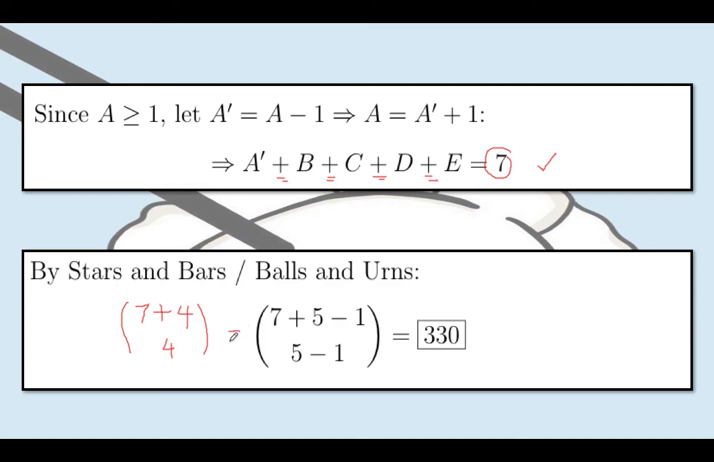And this is indeed the same, since 7 plus 4 is 11, and 7 plus 5 minus 1 is also 11, and 5 minus 1 equals 4. So these two are equivalent. Whatever method you like to use, you're going to end up with the binomial coefficient 11 choose 4. So just evaluate 11 choose 4, and you're going to get the answer of 330. And this will be our final answer.